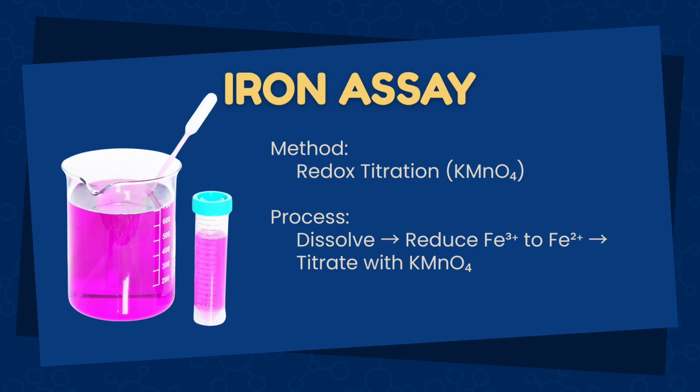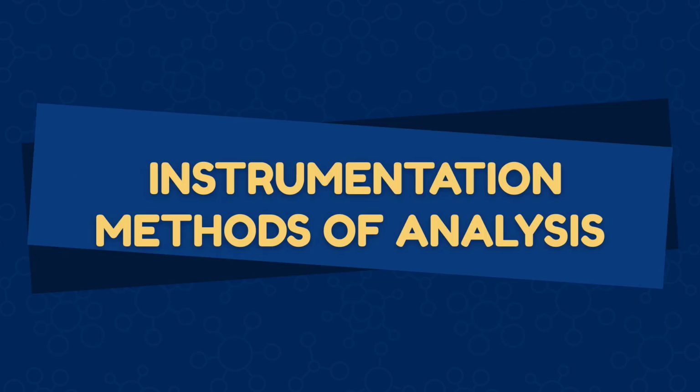As long as there is iron present, the purple color disappears because the permanganate is reacting with the iron. Once all the iron has reacted, any extra drop of permanganate will keep the solution slightly pink. That point marks the end of the titration, and from the amount used, the iron content can be calculated. This method is widely used because it is simple, visual, and dependable. These classical methods have been the foundation of chemical analysis for centuries. They rely on careful weighing, titration, and precipitation reactions.